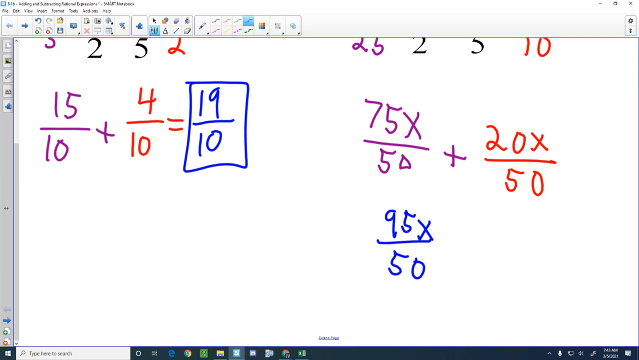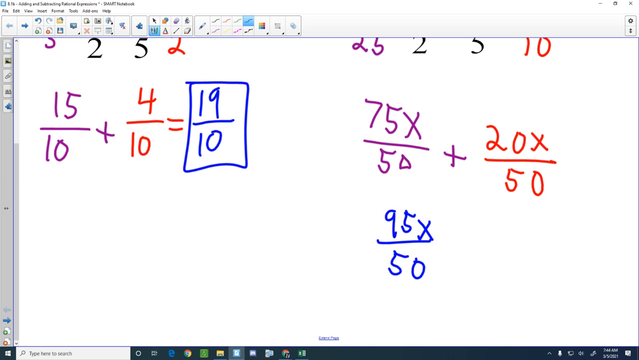It worked. I was able to add those fractions with a different common multiple. It wasn't the least common multiple, but it was a common multiple. But now if I look at that answer, 95x over 50, the numbers, ignoring the x, I should have gotten 19 over 10. Well, what can I still do to that fraction, everyone? We can simplify the fraction.